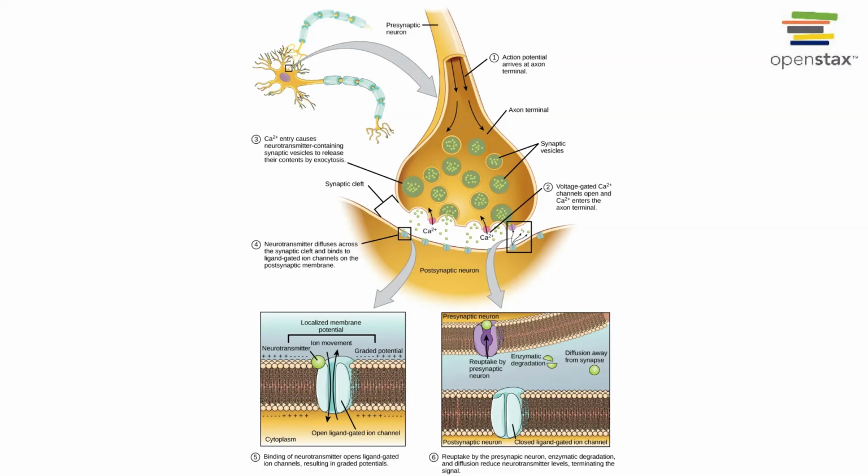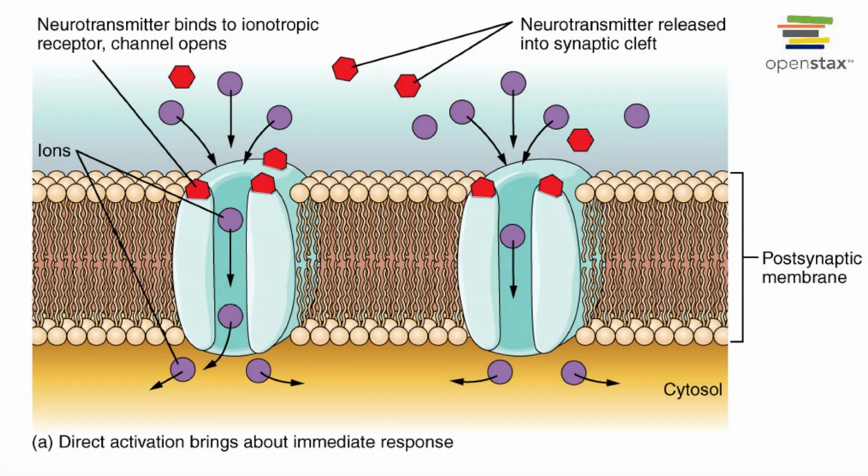Receptors for neurotransmitters come in two main forms. Ionotropic receptors are ligand-gated ion channels that directly cause graded potentials. For excitatory neurotransmitters, these channels allow sodium or calcium ions to rush into the postsynaptic neuron, producing a burst of depolarization known as an excitatory postsynaptic potential. For inhibitory neurotransmitters, these channels allow chloride ions to rush into the postsynaptic neuron, producing a burst of hyperpolarization known as an inhibitory postsynaptic potential.